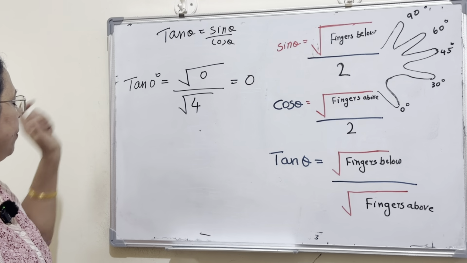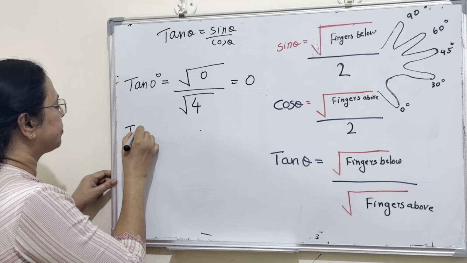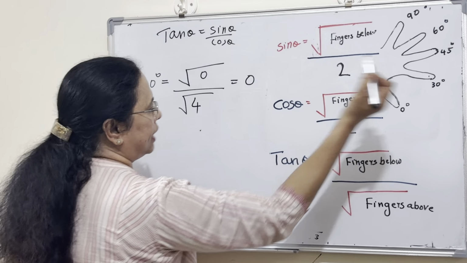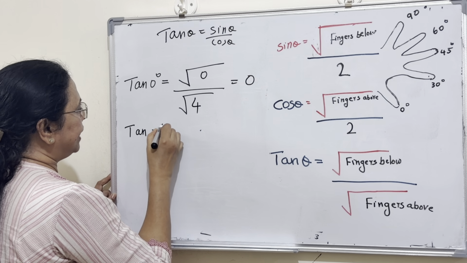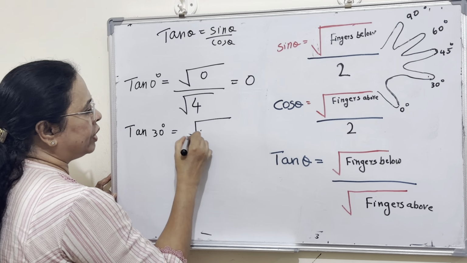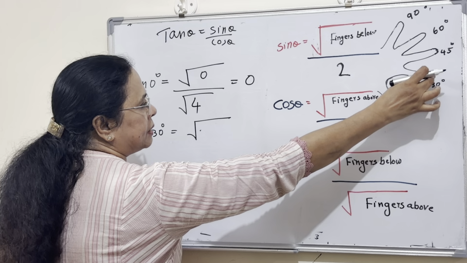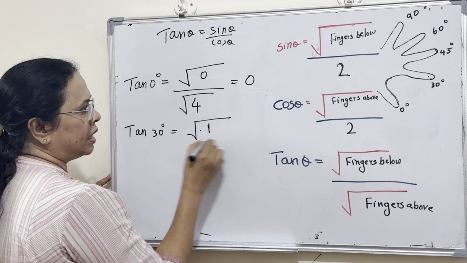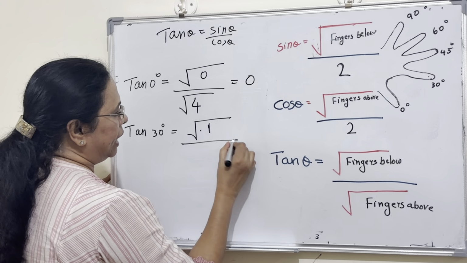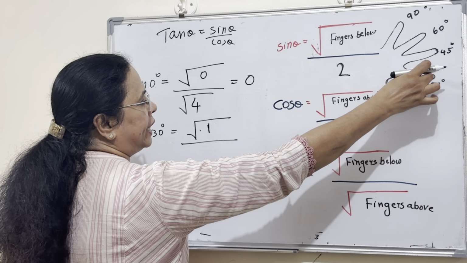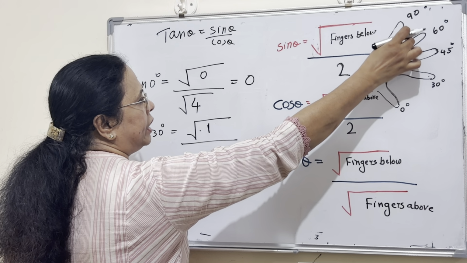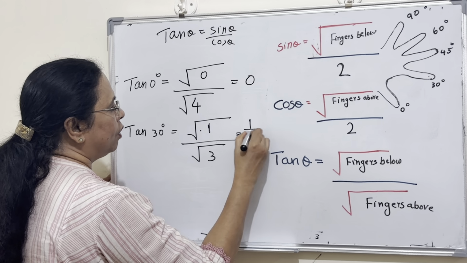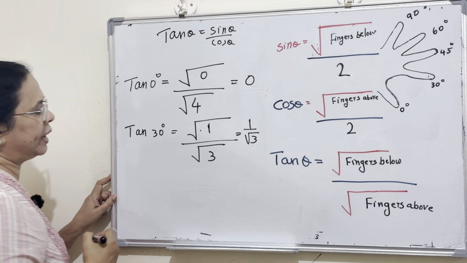Okay. Now we can go for tan 30 degree. This is our reference angle, 30 degree. So tan 30 degree, under root fingers below this 30 degree, one finger. So 1 I am keeping under root, and divided by fingers above this 30 degree, how many? 1, 2, 3. So under root 3. So this answer will be 1 by root 3. This is tan 30.